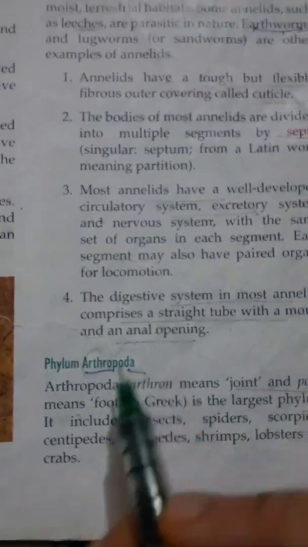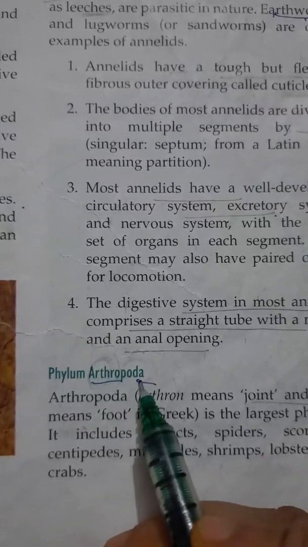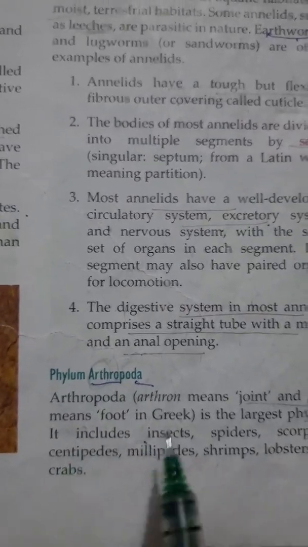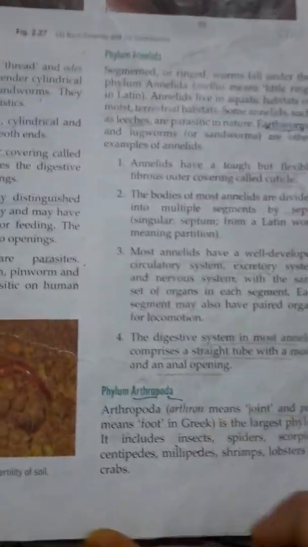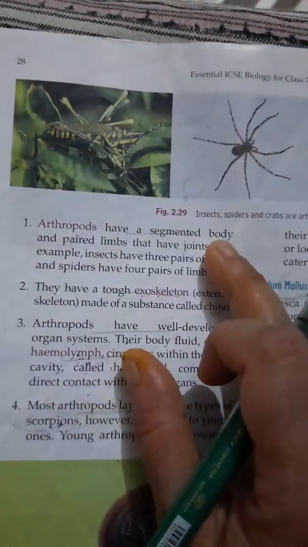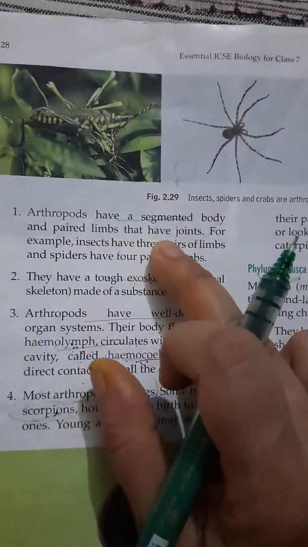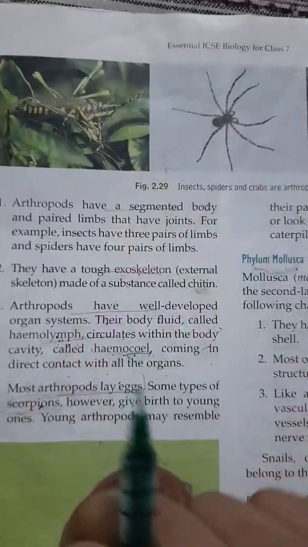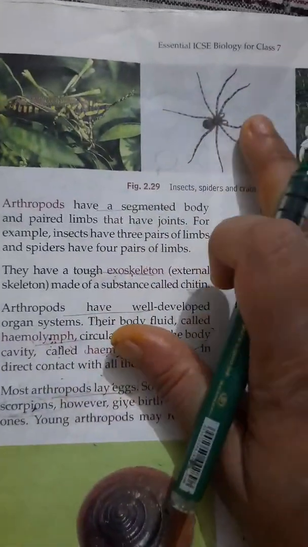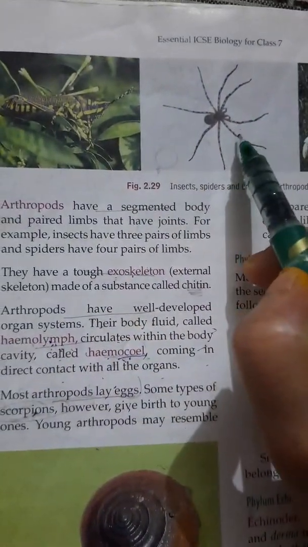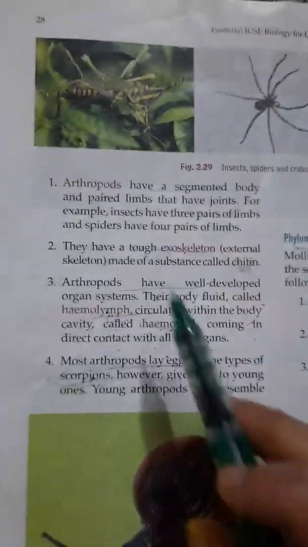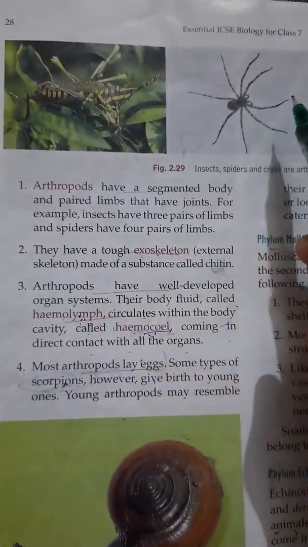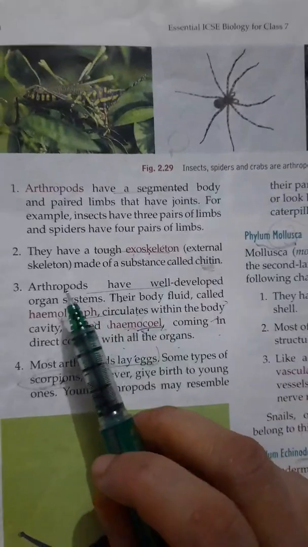Next is Phylum Arthropoda. Arthro means joint and poda means leg. So organisms like insects, spiders, scorpions, centipedes, millipedes come under this phylum. Now their characteristics: arthropods have a segmented body, having paired limbs. They have joints. For example, insects have 3 pairs of legs, but spiders have 4 pairs of legs. You can see 1 pair, 2 pair, 3 pair, 4 pair. They have a tough exoskeleton made up of chitin.